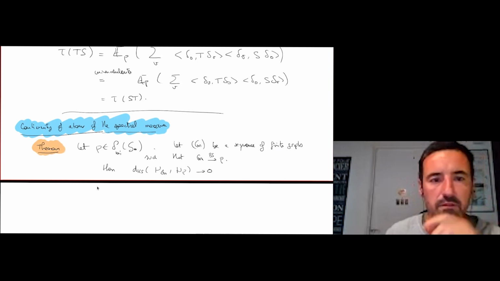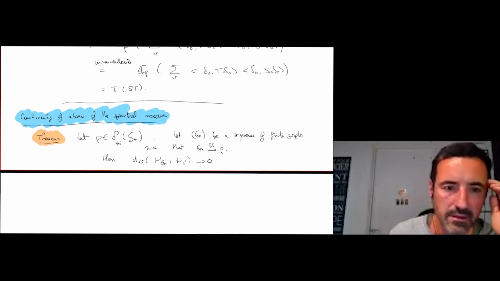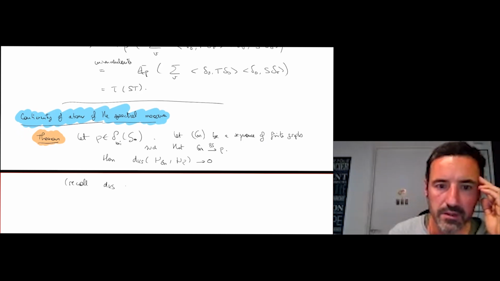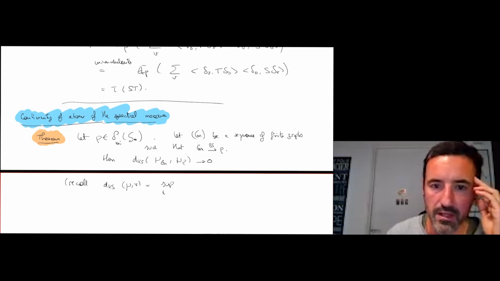Okay, so the Kolmogorov distance between two probability measures is the L infinity norm of the difference of the distribution functions.